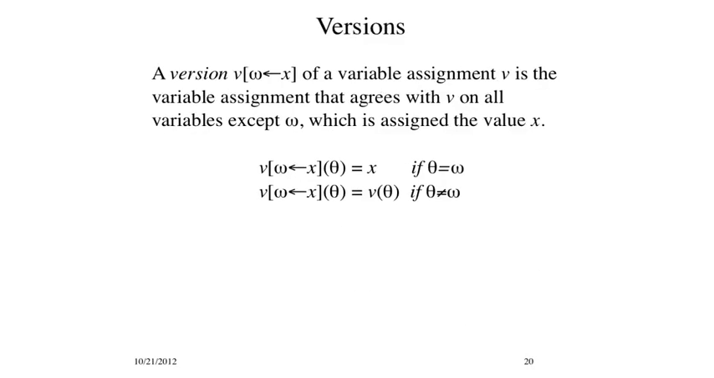A version of a variable assignment v, often written v where omega is replaced by x, or v omega gets x, is the variable assignment that agrees with v on all variables except omega, which is assigned the value x in the version. So v omega gets x applied to an arbitrary variable theta is going to equal x if theta and omega are the same, and v omega gets x applied to theta is going to be v of theta if theta and omega are different.